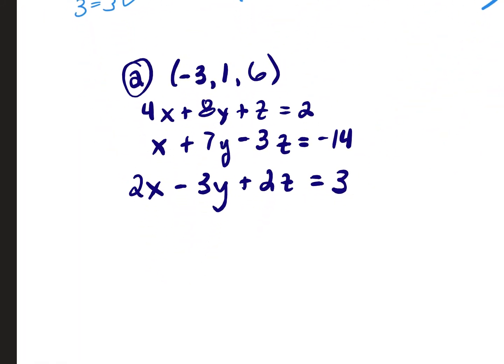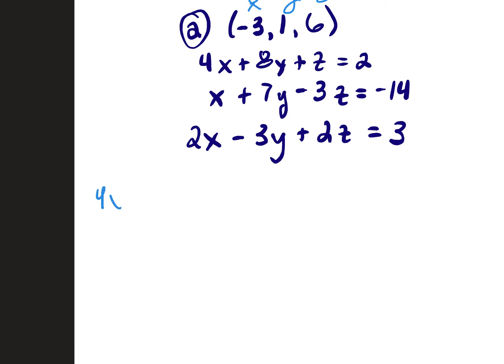Let's check number 2. My x value is negative 3. My y value is 1. And my z value is 6. Again, make sure either all of them are in the same order, or you pay attention that I have to put x value for x, y for y. If it's not written in standard form, I would rewrite it, but if you don't, just make sure you don't make any silly mistakes. So I'm going to check the first one.